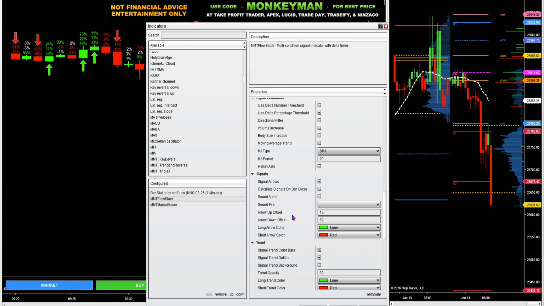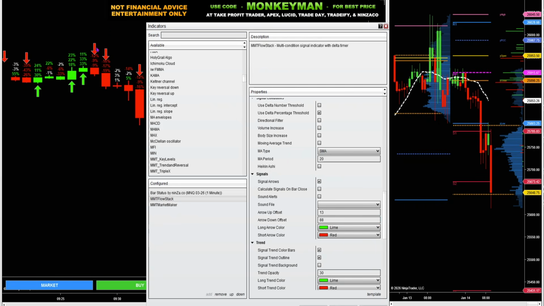You can see I've got different offsets for the arrow up or the arrow down. Depending on the instrument that you're trading, the time frame, and how scrunched down you have your charts, you can change the offset for the down arrow. So I could increase this arrow offset to 88 or something. Now the arrows are up out of the text.